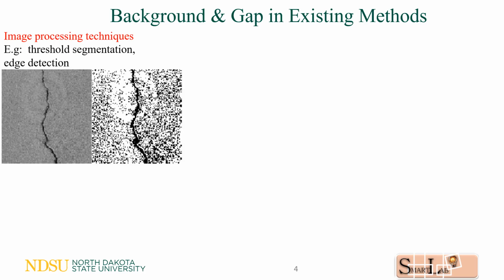An example of an image processing technique is threshold segmentation. For threshold segmentation, an image, which can be an RGB image or a grayscale image, is converted to a binary mask. And this is normally done by thresholding the pixels in the image into different values. The problem with image processing techniques is they are not robust to lighting conditions and even noise, so they are not able to generalize across different real world scenarios.